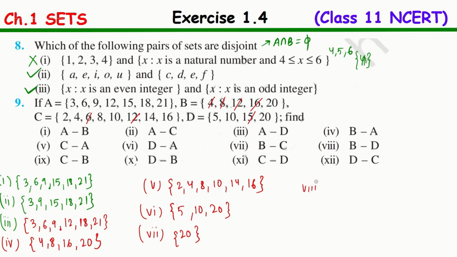Eighth part says we have to remove D from B. So remove D from B: we have to remove 5, 10, 15 and 20. So only 20 is removed. So we are left with 4, 8, 12 and 16.